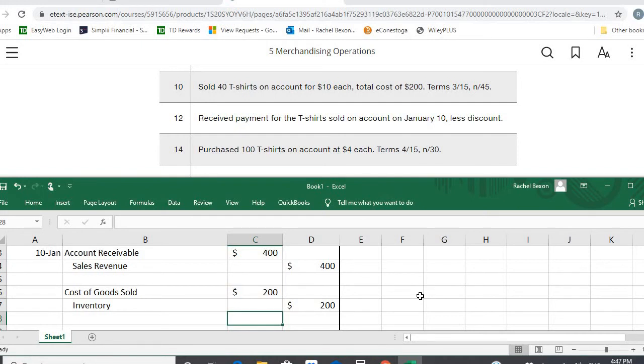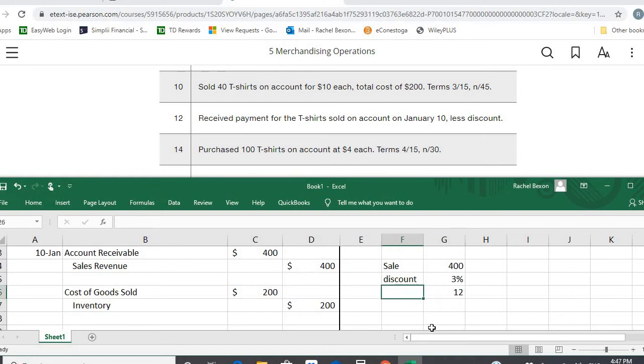Now, on the 12th, we're receiving payment for the t-shirts that we sold on account on January 10th. That was only 2 days. Remember, the terms were 3/15 net 45. This means that the people who are paying us will receive a 3% discount. And again, we can figure out the amount. So the sale was for $400. The discount was 3%. And to calculate what that is, we would take $400 times 0.03.